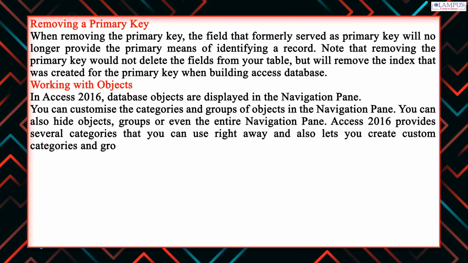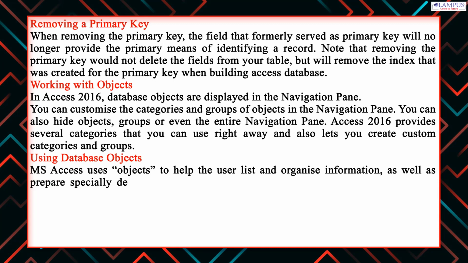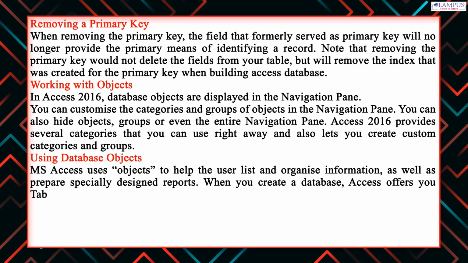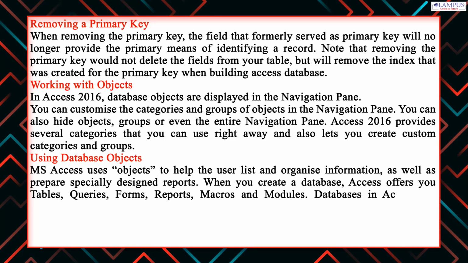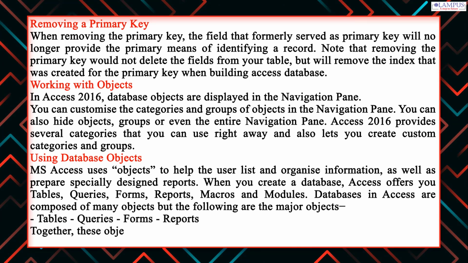Using database objects. MS Access uses objects to help the user list and organize information, as well as prepare specially designed reports. When you create a database, Access offers you tables, queries, forms, reports, macros and modules. Databases in Access are composed of many objects, but the following are the major objects: tables, queries, forms, reports. Together, these objects allow you to enter, store, analyze and compile your data.